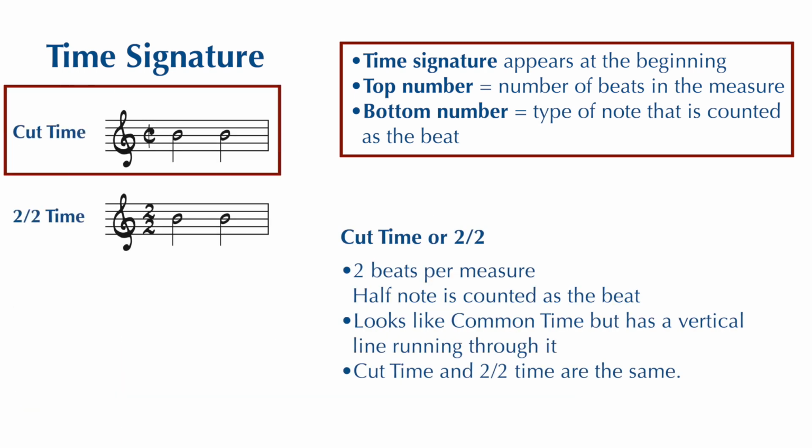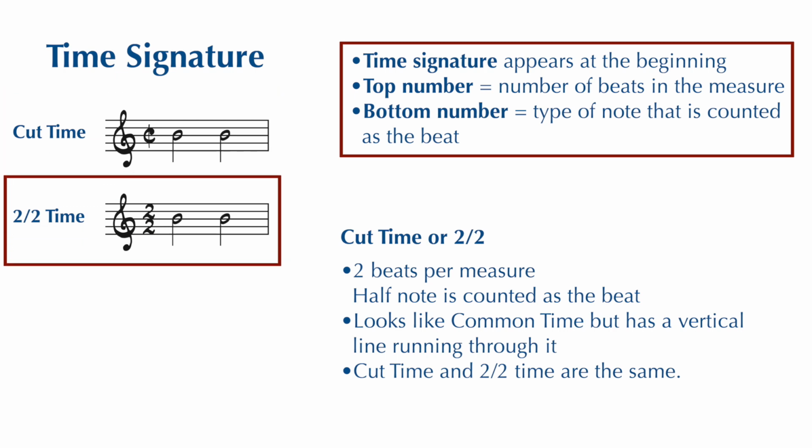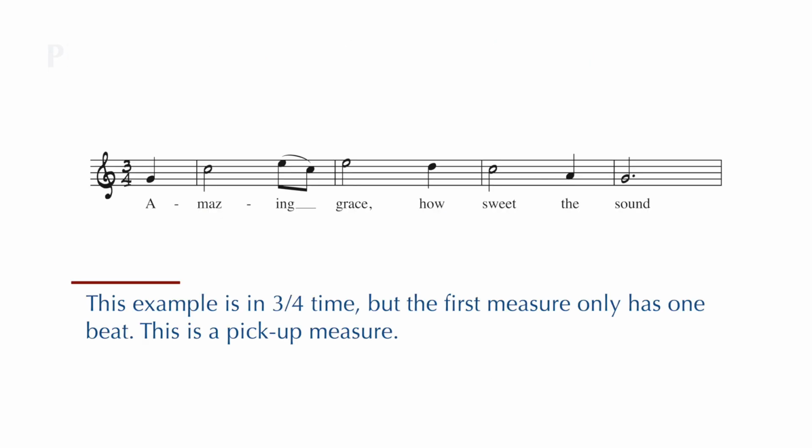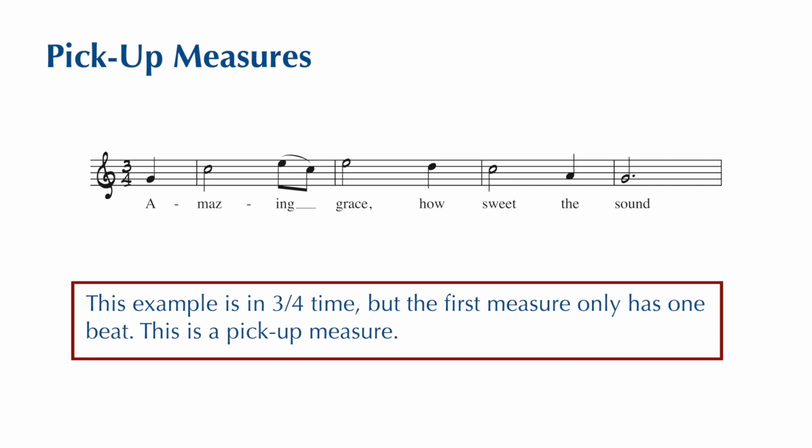Cut time looks like common time, except it has a vertical line going through it. Cut time is also written as 2/2, 2 beats per measure, with a half note counted as the beat. At the beginning of your music, you'll sometimes see an incomplete measure. In other words, it doesn't have all the beats you would expect based on the time signature. This is a pickup measure.